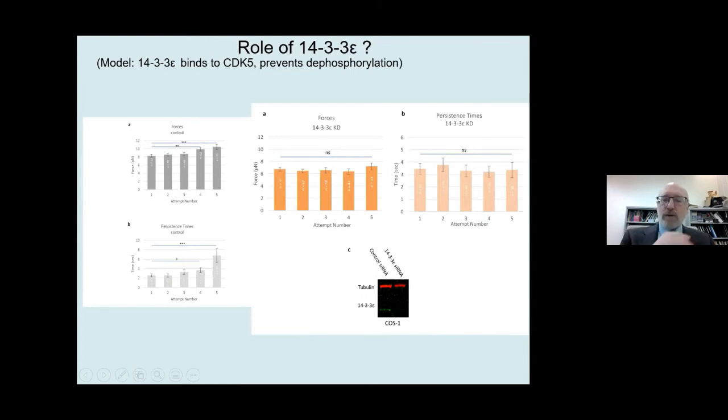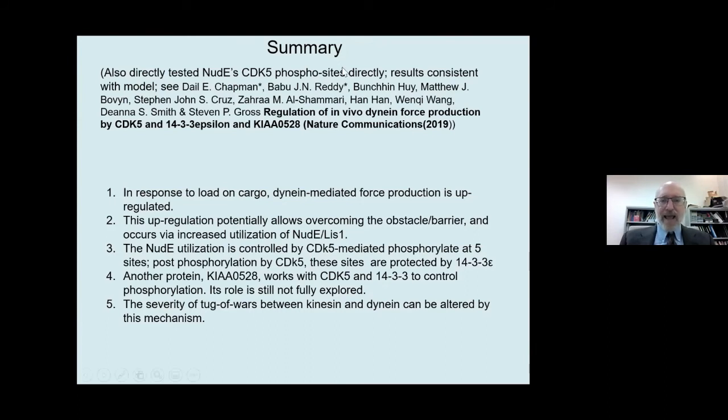And so 14-3-3 epsilon plays this role to help the system build up phosphorylation of NudE to allow this increased utilization of NudE and Lis1. There's another protein called KIAA0528 that also plays a role in all this that I'm not really discussing. It's discussed in this paper in 2019, which I encourage you to read about if you're interested.